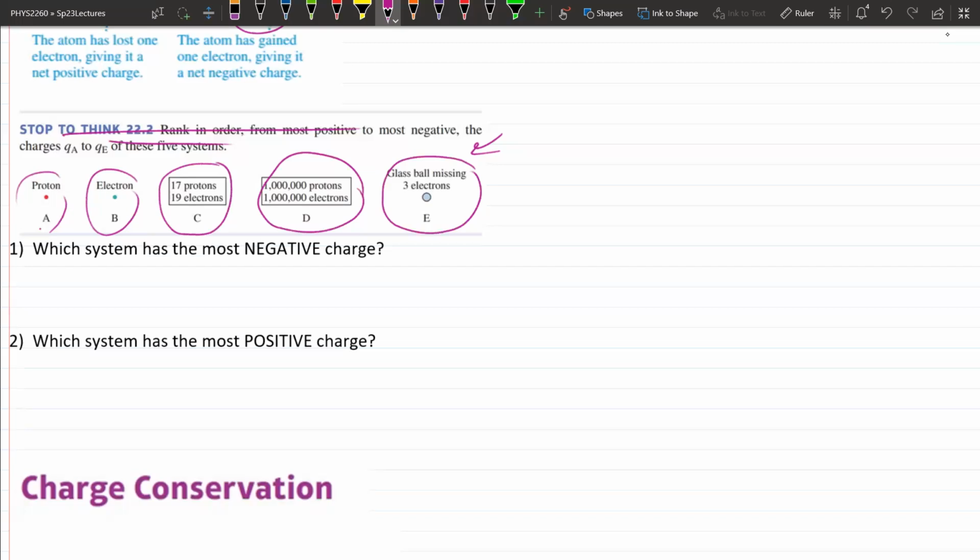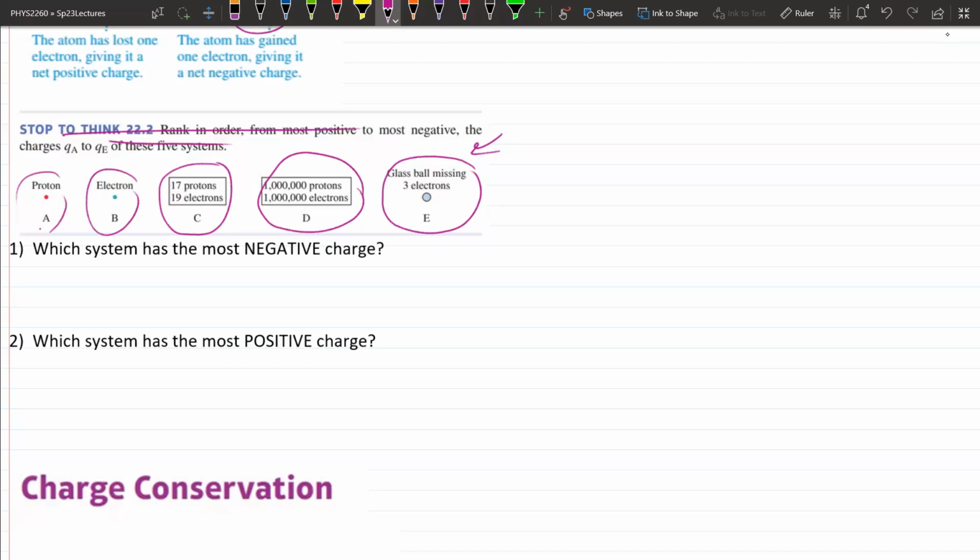Okay, which one is most negative? We want to get the most negative thing. Okay, everyone ready? Is it A? Who thinks it's A? Okay, the most negative thing. Who thinks it's B? Don't be shy if you think it's B. Who thinks it's C? Who thinks it's D? The most negative thing. Who thinks it's E?